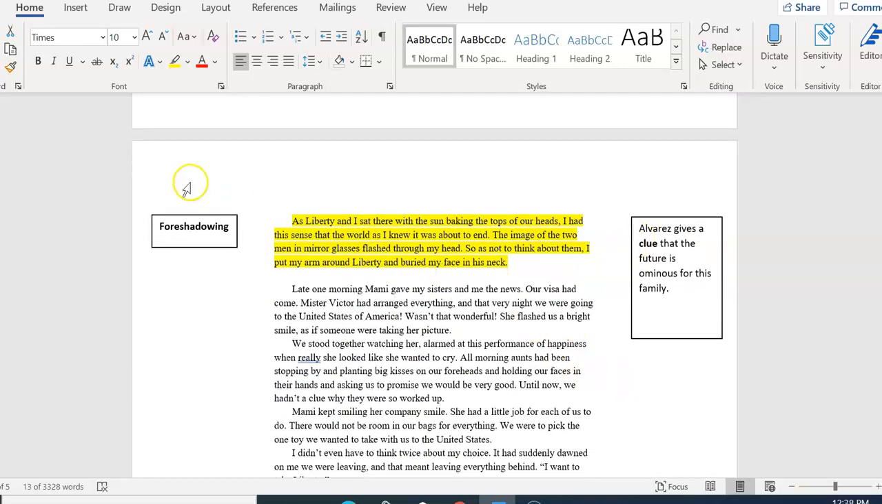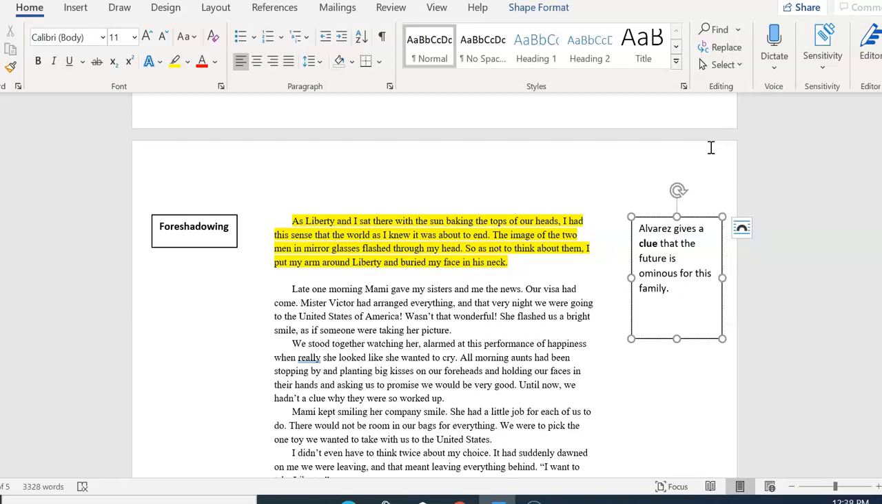Okay, and then the narrator, Julia, says, "As Liberty and I sat there with the sun baking the tops of our heads, I had a sense the world as I knew it was about to end. The image of the mirror glasses flashed through my head, so as not to think about that, I put my arm around Liberty and buried my face in his neck." I called this foreshadowing again, and I said that Alvarez gives a clue that the future is ominous for this family. And let's give a little more of a because.